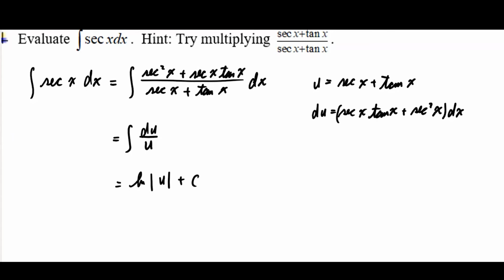Good. Say yes. Yes. Then we have to remember what u was, and u was this thingy, right? So we substitute that back. Oh my God, that is ugly, right? I know this is quite an ugly antiderivative.